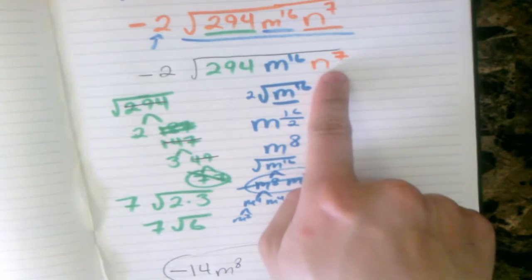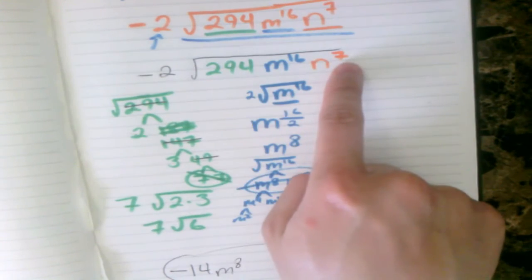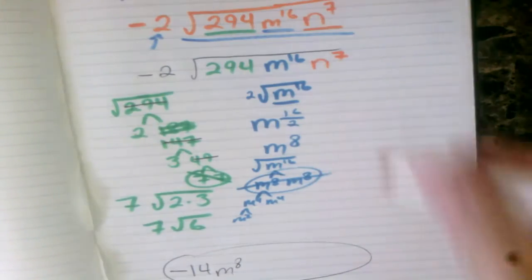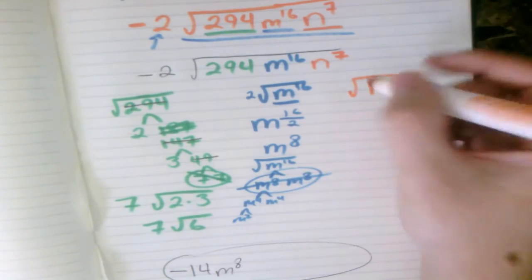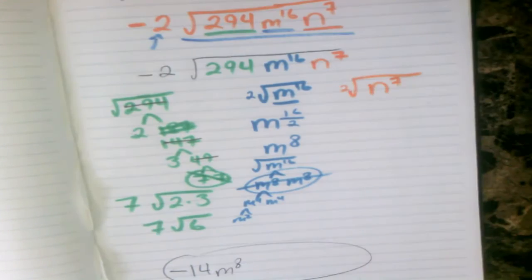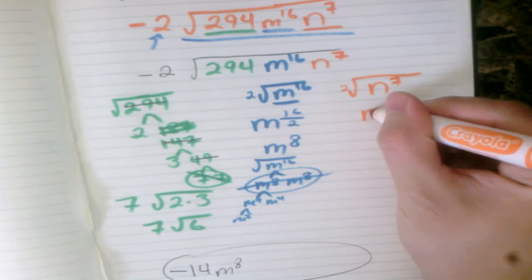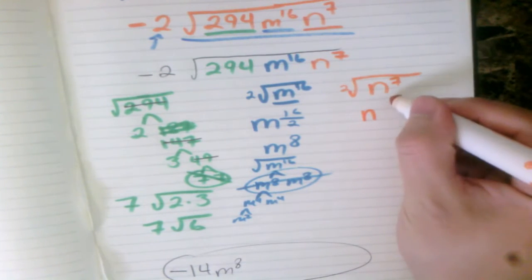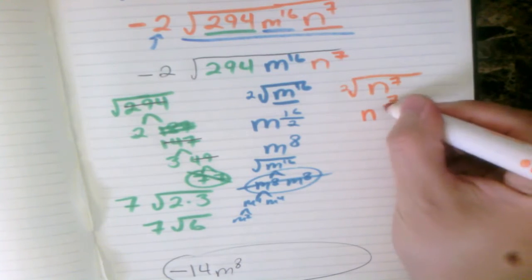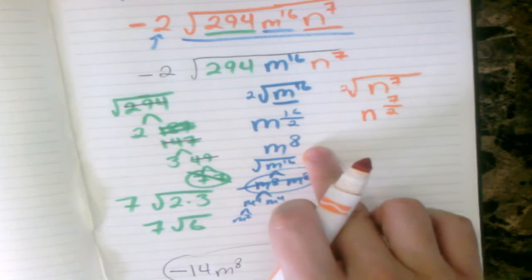Now let's talk about n to the 7th. We're going to use the same technique that I used here, but you're going to notice that this isn't as pretty a number. The square root of n to the 7th. Remember, square root still has that little invisible 2. You're going to turn this into exponential form. N to the, remember, under the radical means on top of the fraction, 7 over 2. 16 over 2 simplified to 8.